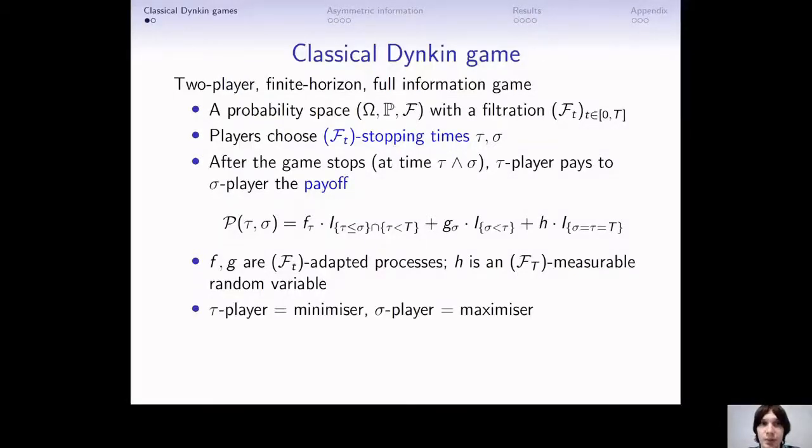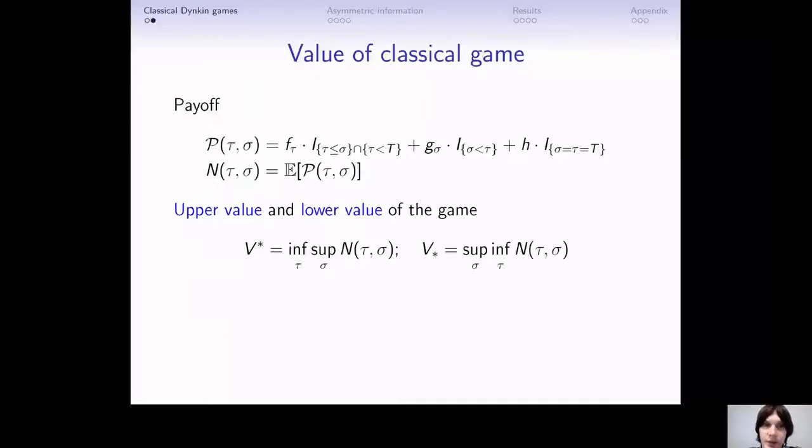Since the tau player is the one who pays this amount to the sigma player, she's called the minimizer, while the sigma player is called the maximizer. And the quantity they minimize and maximize is the expectation of the payoff P, which we denote as N. Now, in this classical setup, one can define the following important concepts: upper and lower value of the game. Note that the tau player is the minimizer, so the infimum is taken over the set of all possible taus, and the supremum is taken over the set of all possible sigmas, because the sigma player is a maximizer.